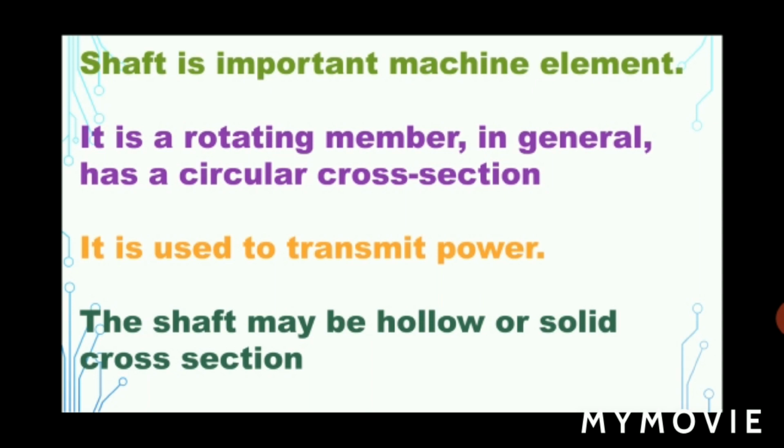Please clearly understand, we are interrelating your design process with the design of a shaft, one step after the other. So in the problem statement, here it is a shaft. What is a shaft? A shaft is a machine element. And what is the cross section? Generally it is a circular cross section, and it is a rotating member.